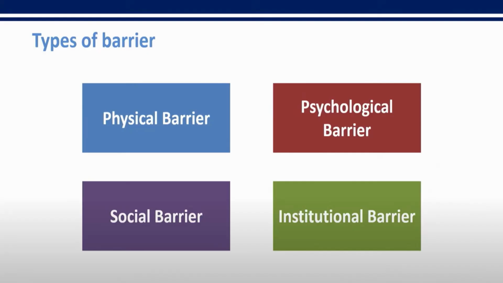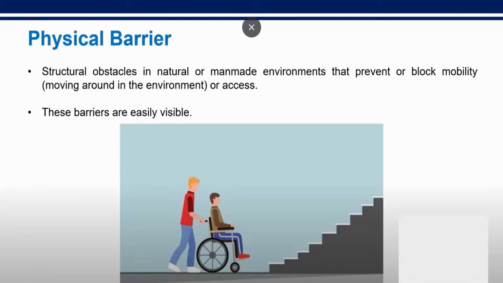Psychological barriers means a normal person can treat a person having some disabilities as different from a normal person, so that it lowers his morale. And social barriers are also there, and then institutional barriers also.